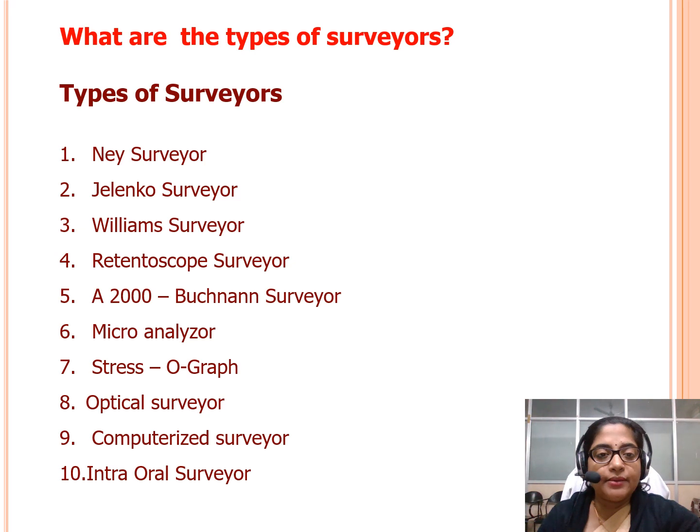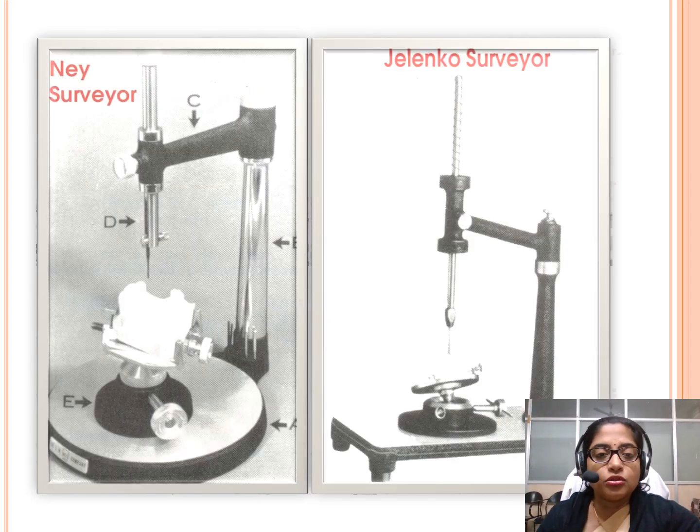Now, what are the different types of surveyor? Like we said, Nays and Jelenko are the two most commonly used, but other than that, there is the Williams surveyor, retentoscope surveyor, A2000 Boschmann surveyor, microanalyzer, stressograph, optical surveyor, computerized surveyor, intraoral surveyor, and so on. So here is the Nays and Jelenko surveyor.